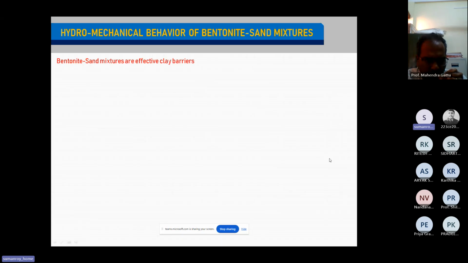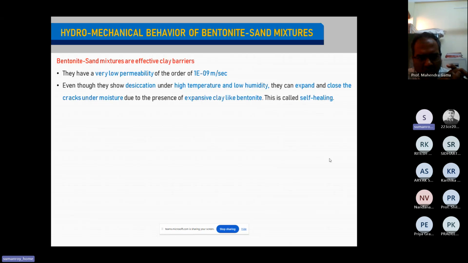And these mixtures are effective clay barriers for typical reasons. First of all, they have a very low permeability, of the order of 1e-9 meter per second. They also have something termed self-sealing. These materials show high desiccation, so they crack under high temperature and low humidity, but under exposure to moisture, they can expand and seal these cracks.